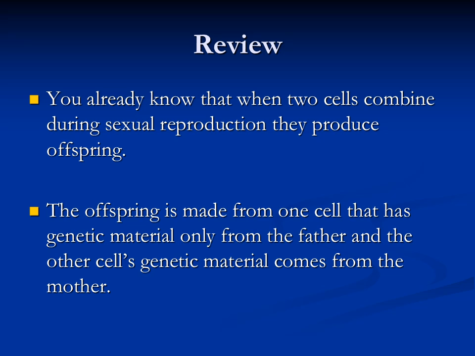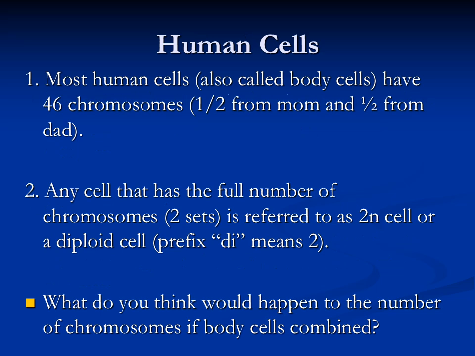You already know that when you have two cells combined during sexual reproduction, they produce offspring. The offspring is made from one cell that has genetic material only from the father, and the other cell's genetic material comes from the mother. Okay, so we're going to expand upon that.